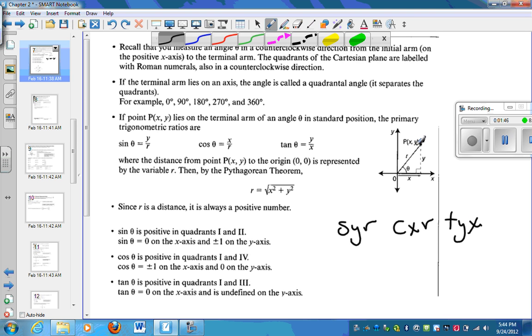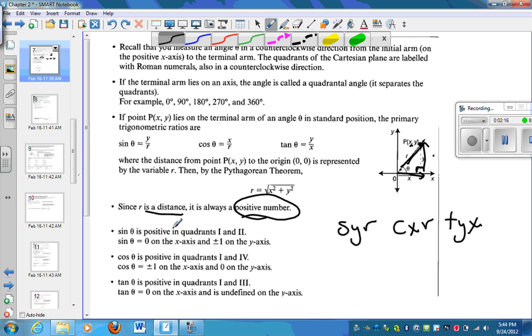So, for instance, if this point is here, x is how far along it is, y is how high it is, and r is new. r is the distance from 0, and it is represented by r. So using the Pythagorean theorem, because this is a 90-degree angle, we go a squared plus b squared equals c squared. To get c by itself, we square root. So r is equal to the square root of x squared plus y squared. r is a distance, it's always positive, okay?